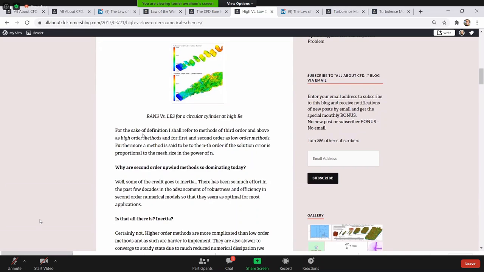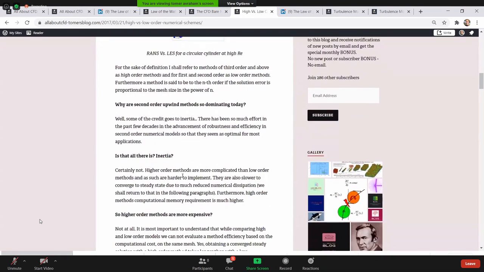This is a Q&A kind of thing. Why are second order upwind schemes so dominating today? Well, some of this goes to inertia. There has been so much effort in the past decades to advance robustness and efficiency of second order numerical models that it seems optimal for most applications.